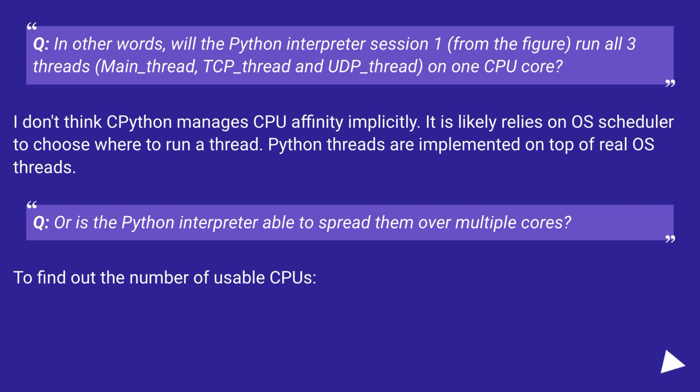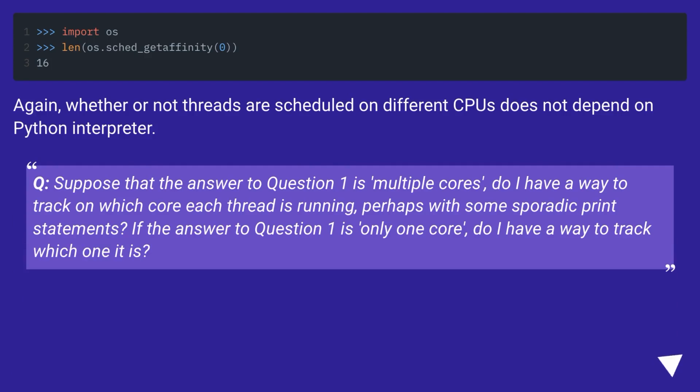Q. Or is the Python interpreter able to spread them over multiple cores? To find out the number of usable CPUs. Again, whether or not threads are scheduled on different CPUs does not depend on the Python interpreter. Q. Suppose that the answer to question 1 is multiple cores. Do I have a way to track on which core each thread is running, perhaps with some sporadic print statements? If the answer to question 1 is only one core, do I have a way to track which one it is?